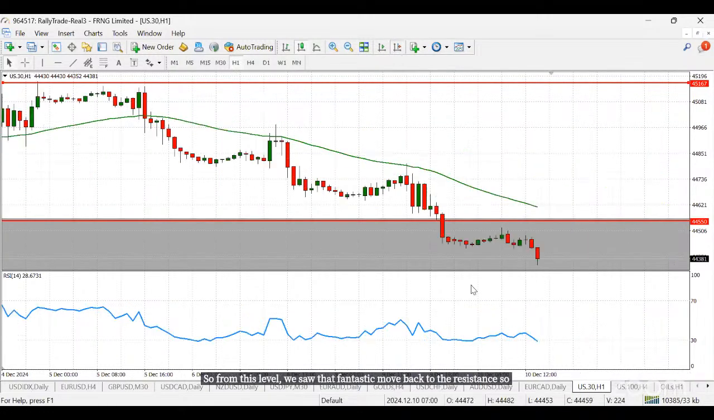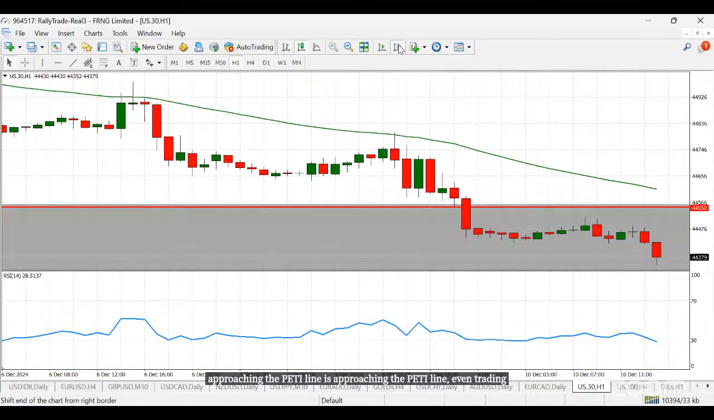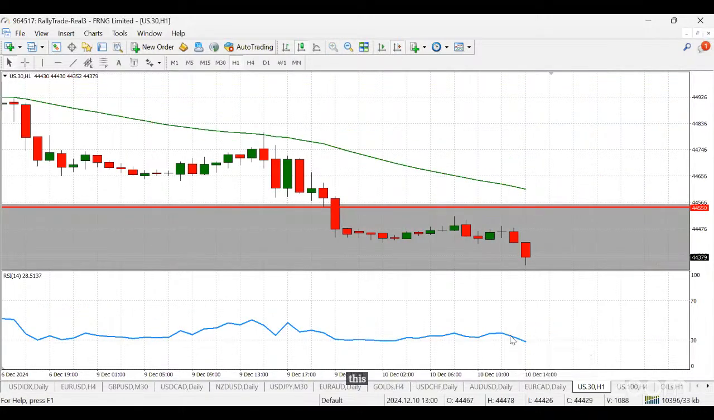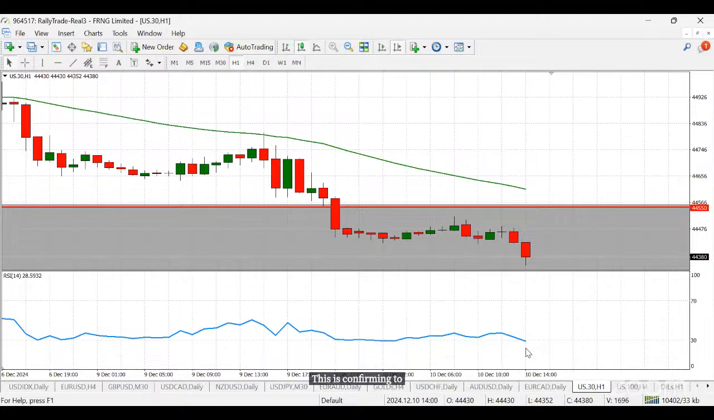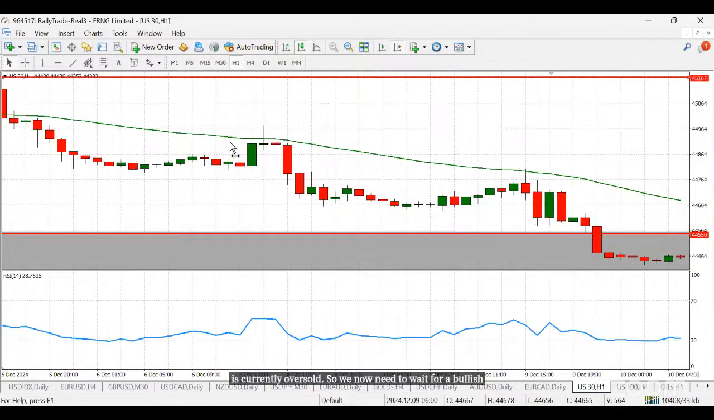So if we get a similar setup here, currently price is approaching the 30 line, even trading below it. You see this line here, which is the relative strength index, is now currently below 30. So what we now need to wait for here would be a bullish confirmation. This is confirming to us that it is currently oversold. So we now need to wait for a bullish confirmation, just like we got here.